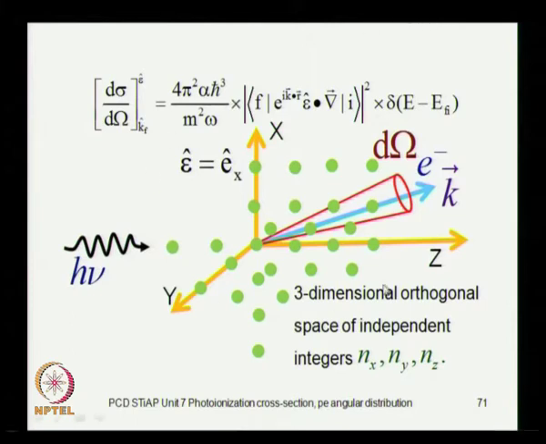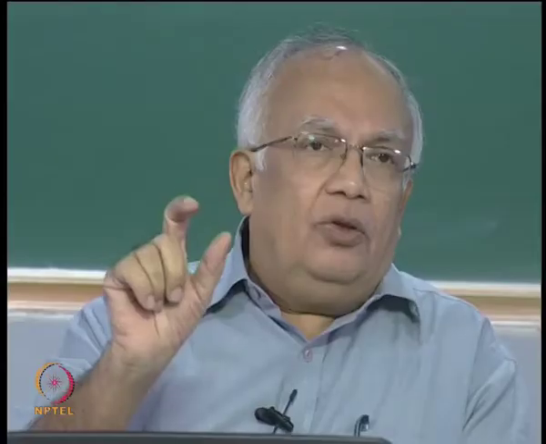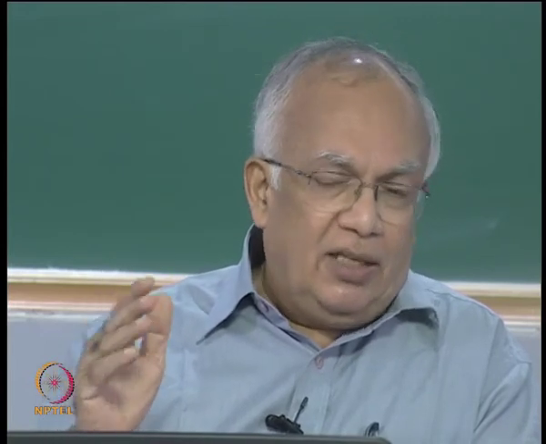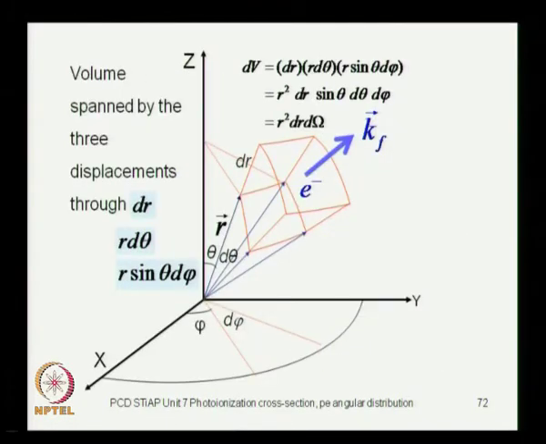And then all of these points which belong to that unit volume which I showed in the previous figure, those are the number of points which will contribute to the photoionization process, and the differential cross section will have to be augmented or scaled by this factor. So, how do you calculate that?